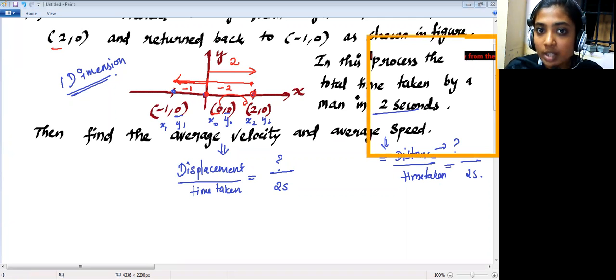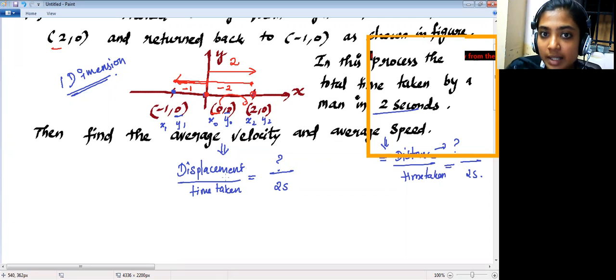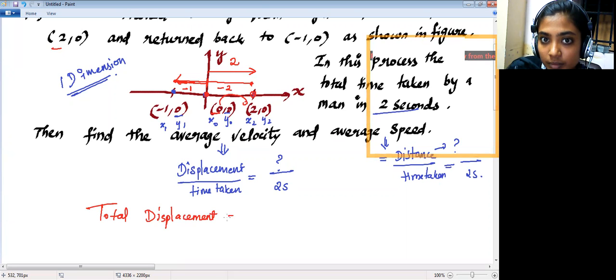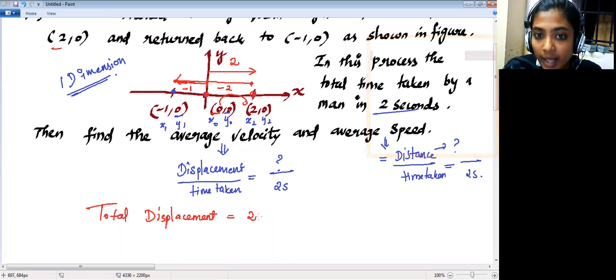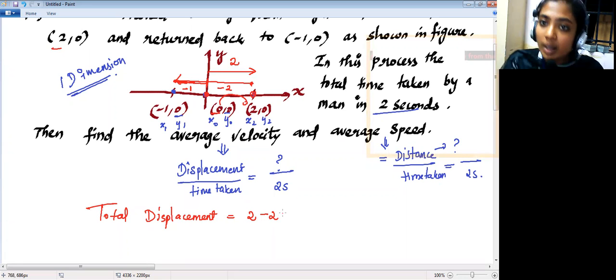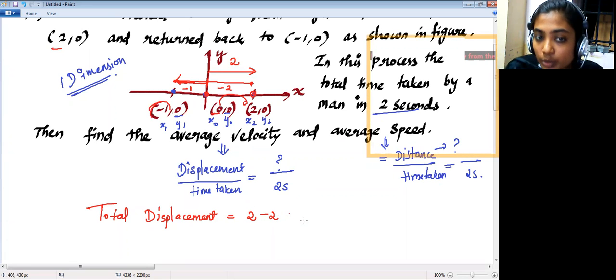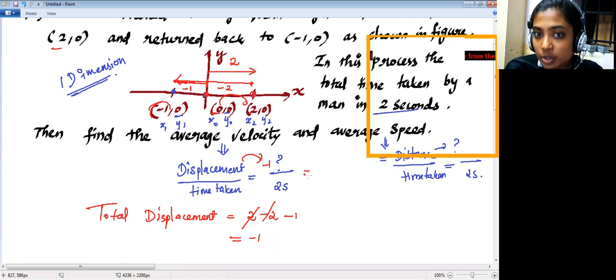So here my point is minus 1, and when you calculate the total displacement, it is 2, and it is coming in the opposite direction, right? So minus 2, and again it covered a distance of minus 1, the unit, again minus 1. So which means 2 minus 2 minus 1. So your displacement is minus 1, which means your average velocity is minus 1 by 2 meter per second you can take. Okay, and what about your distance?